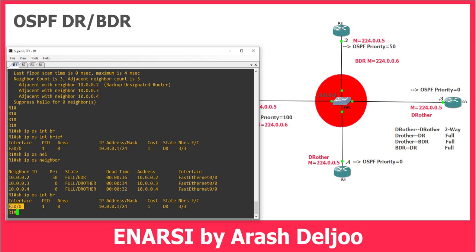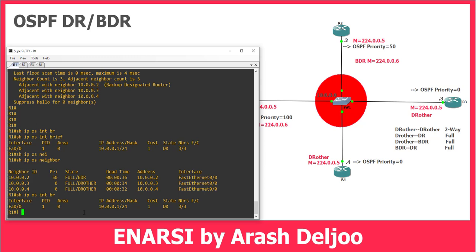We have OSPF on FastEthernet 0/0, process ID is 1, area is 0. This is the IP address of the interface of R1. The cost of the interface is 1 because this is FastEthernet. The state of this interface is DR. But here we have one new piece of information.